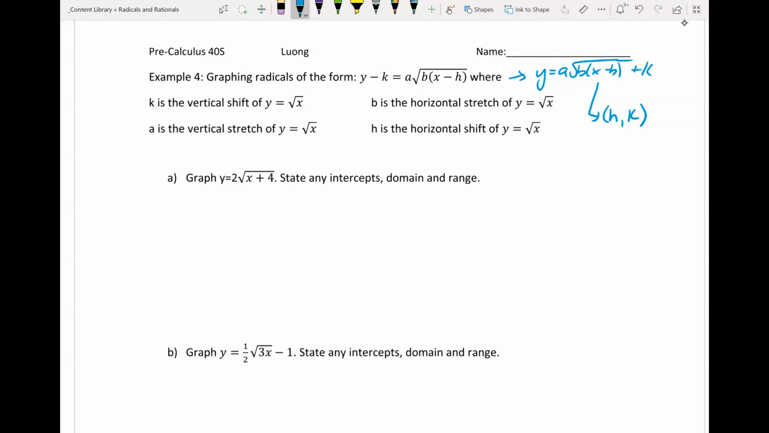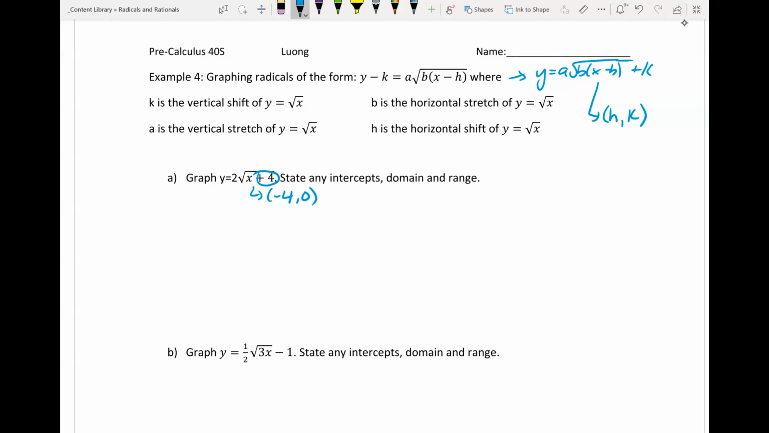So for A, we are going to graph the following graph, state any intercepts, and find the domain and range. Well, we can pick up our starting point right away. We're going to have a point at (-4, 0), because I would take whatever's on the inside as my x value, but our general form is the minus, so that's why the -4 would cancel out with that minus to get a +4, and there was nothing on the outside of the radical, so we just have 0 as our y point. So that is our first point.